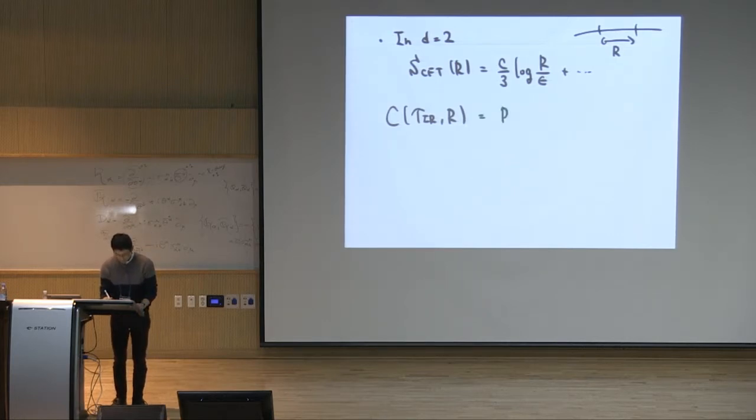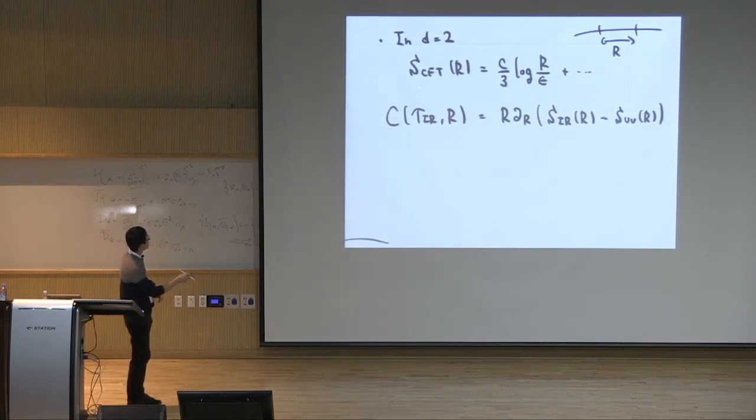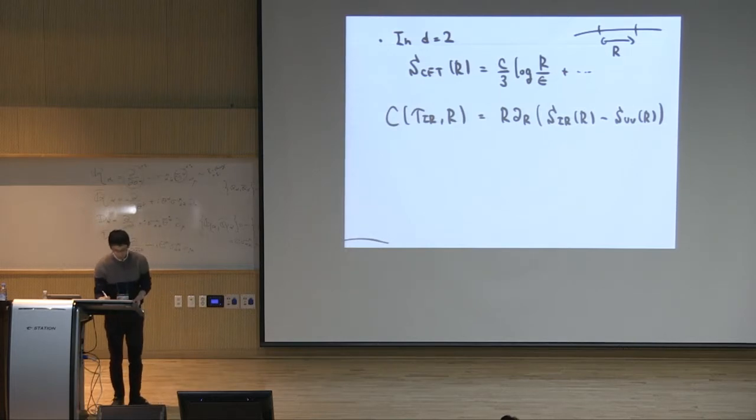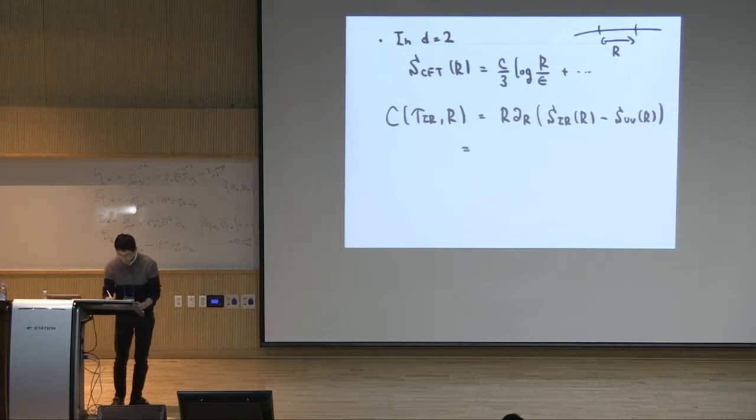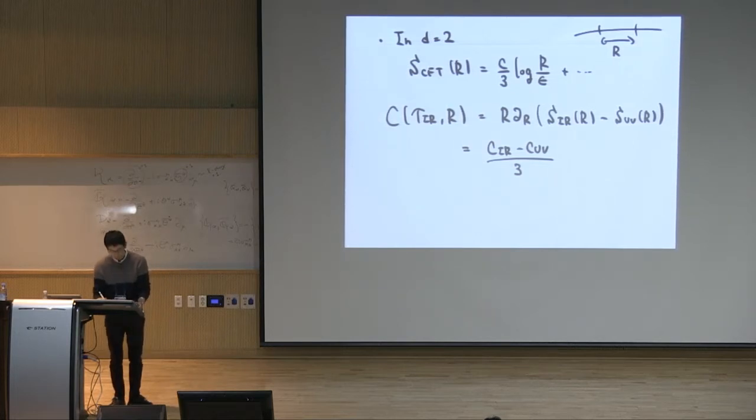So when D equals 2, you have a derivative operator acting on S. Let me try to change the notation. You have a difference of the entanglement entropy between IR and UV. And basically when there is a CFT, it should take this form. So what you get is the difference of the central charges divided by 3. And as I said, this C is always non-positive. So it gives you the C theorem. Very good.